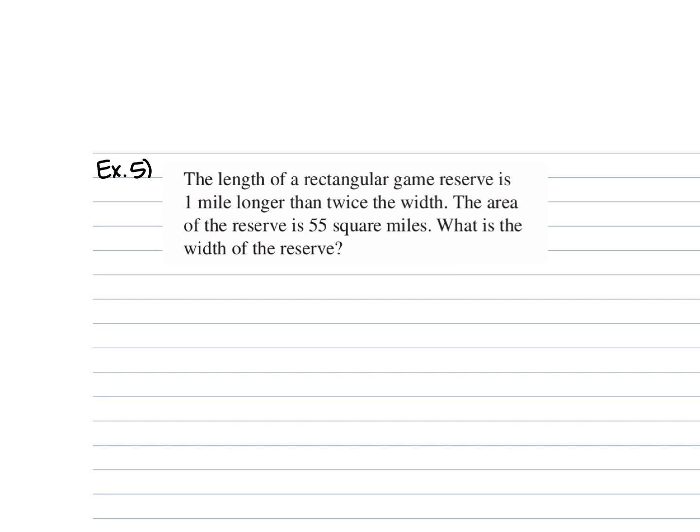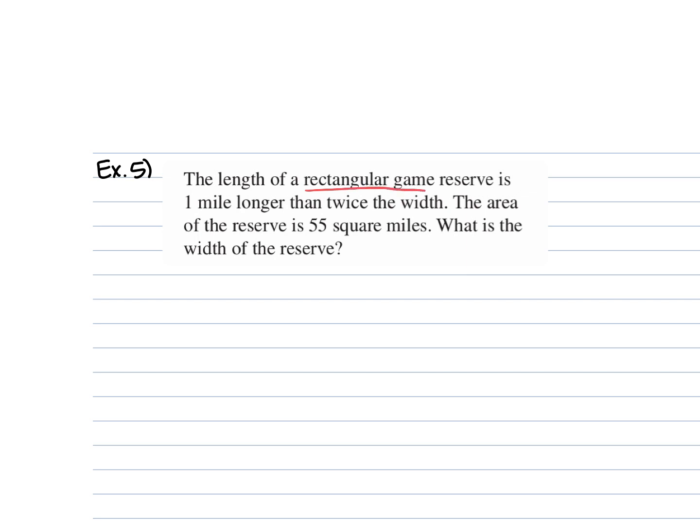So the length of a rectangular game reserve is 1 mile longer than twice the width. The area of the reserve is 55 square miles. What is the width of the reserve? Okay. Let's start by drawing a picture because we weren't given a picture. What can I draw? A rectangle. Very good.